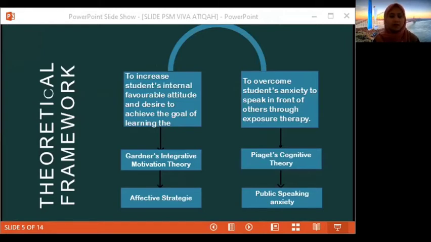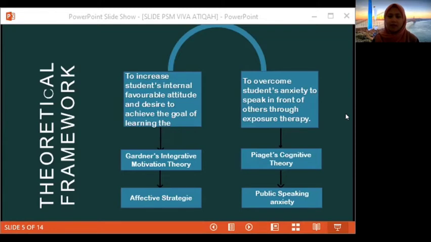When it comes to the motivation level, there are a number of theories used: behavior theory, cognitive theory, the theory of constructivism, and the theory of integrative motivation. As we can see in this theoretical framework, the researchers use integrative motivation theory and Piaget's cognitive theory. As seen in this slide, two theories have been applied in this research. The reason for using the cognitive theory of Piaget is to use exposure therapy to alleviate the anxiety of the learner.